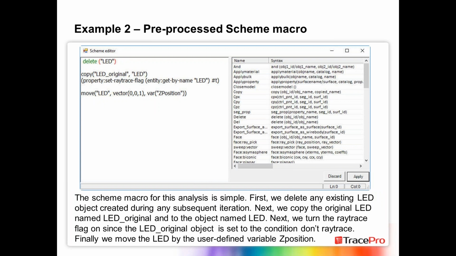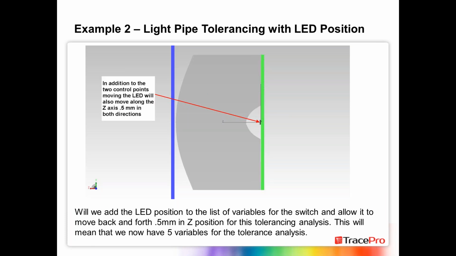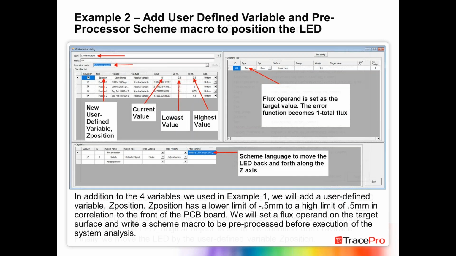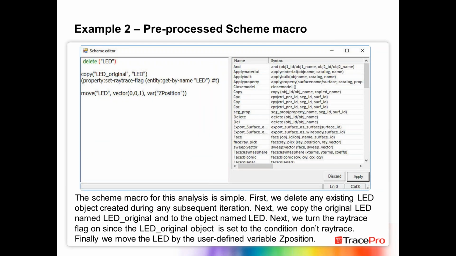It's a very simple macro. And the reason why is that if we go back and take a look at this particular system, you're going to see it's just an LED, a light pipe, a target, and a PCB board. So there's only 4 different things that I can perturb here. But I'm going to make it even simpler. The first command may not make sense at first, but it will in a second. It's going to be to delete the LED object.